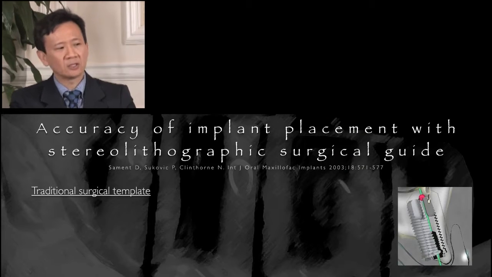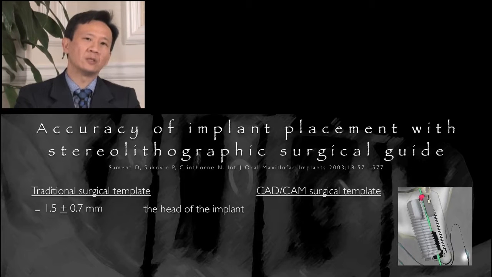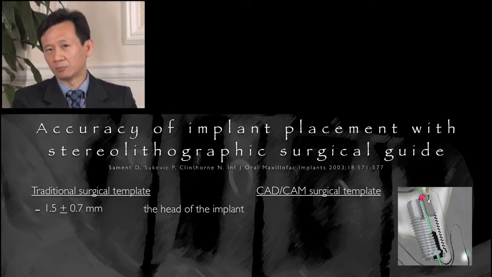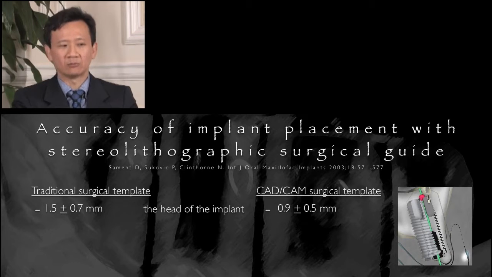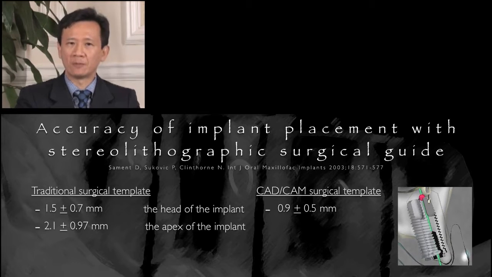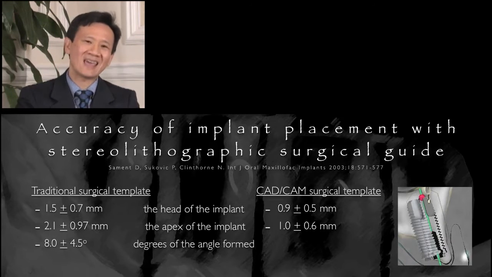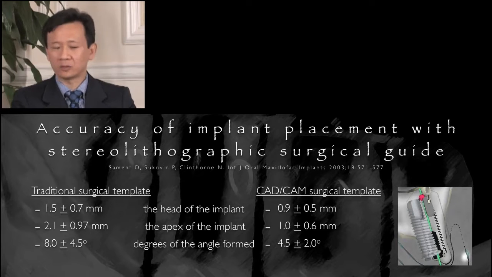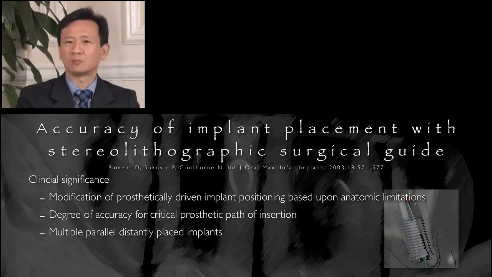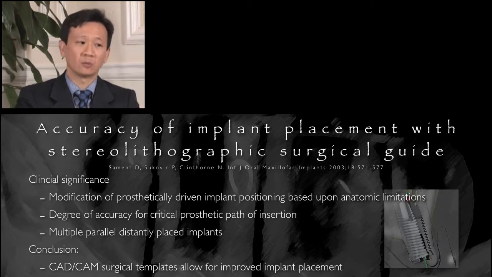What they found is that in the traditional surgical templates, compared to the CAD/CAM templates, the head of the implant in a traditional template was about 1.5 millimeters in comparison to the planned implant. And in a CAD/CAM template, 0.9 millimeters at the head of the implant, compared to the apex, 2.1 millimeters, with a CAD/CAM template, 1 millimeter, and the angle divergence of 8 degrees versus 4.5 degrees. Well, they concluded, based upon the clinical significance of this information, that CAD/CAM surgical templates will improve implant placement.